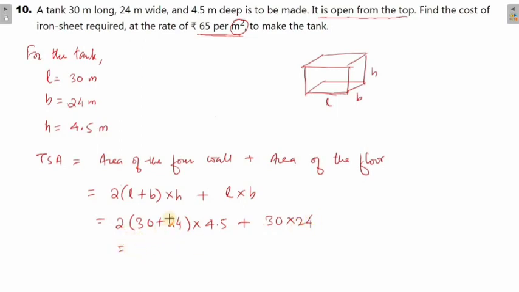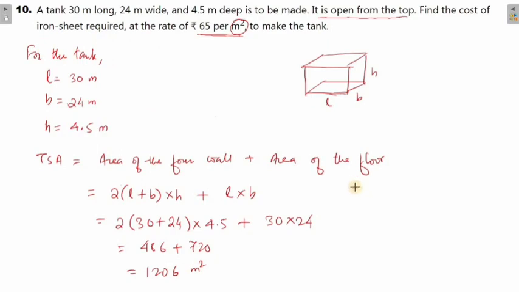I'm going to write directly the final answer. Okay, so when you simplify this, you get 486 plus you have 30 into 24, which will be equal to 720. Okay, so you just add them up. So when you add these two, you get 1206 meter square. So this is the total surface area, that is the area of iron sheet that is used.